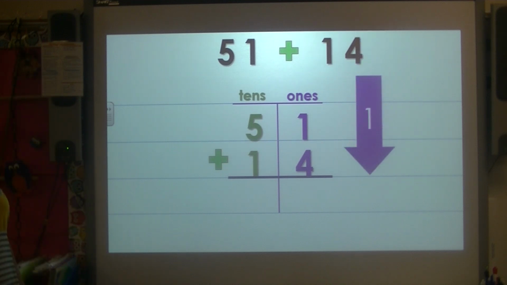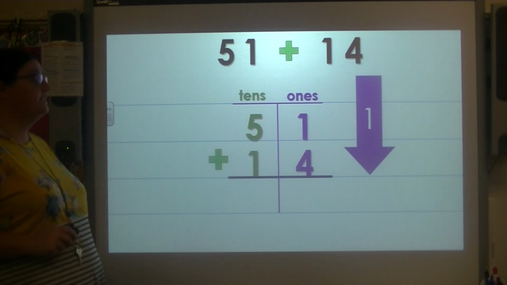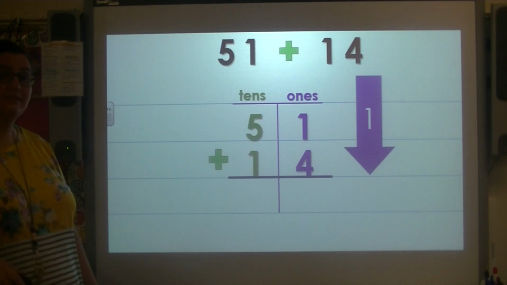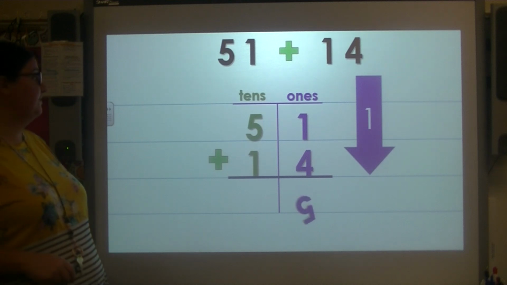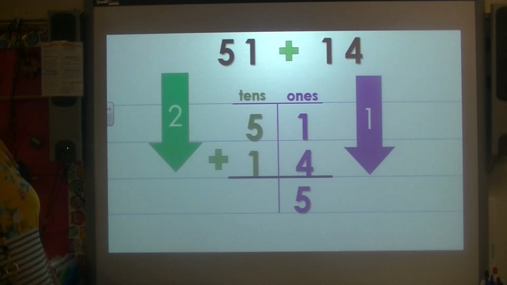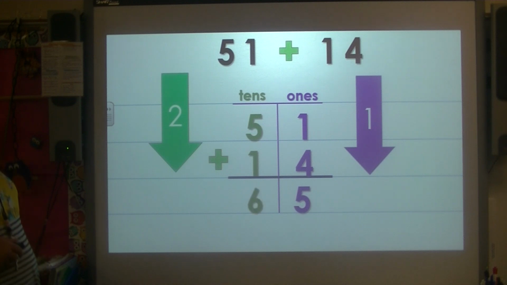All right, which side do we add first? The ones. Ones always add first. 1 plus 4 equals 5. And then our second side is the 10 side. 5 plus 1 equals 6. The answer is 65. All right, let's try one more.